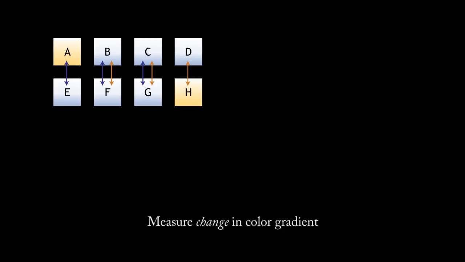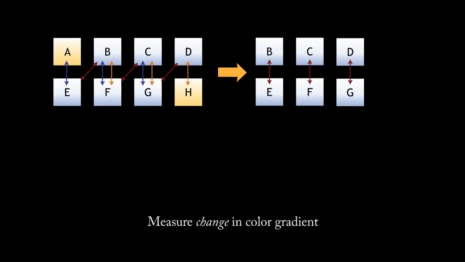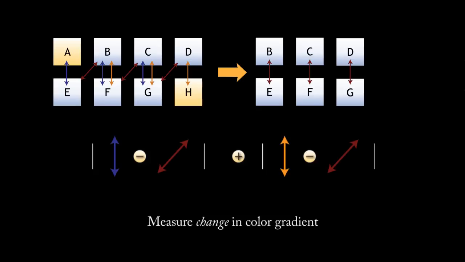The vertical gradient before removal is indicated by the blue and orange arrows. As after removal the result has fewer operands as shown on the right, we consider a left and right version of the vertical gradient. We define the change in color gradient as the absolute difference of the vertical gradient before and after removal, summing the contribution of the left and right version.